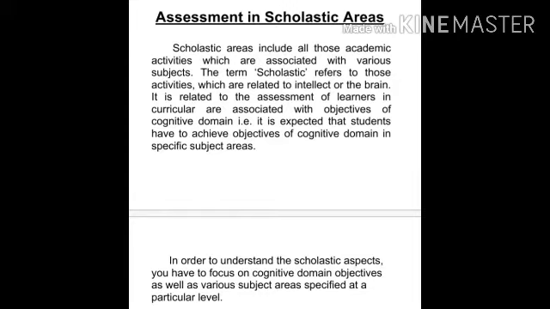In order to understand the scholastic aspects, you have to focus on cognitive domain objectives as well as various subject areas specified at a particular level. You have to develop a kind of correlation between subject matter and level of subject objectives to ensure the development of students in scholastic areas. Let us first focus on those objectives of the cognitive domain which are associated with scholastic aspects.